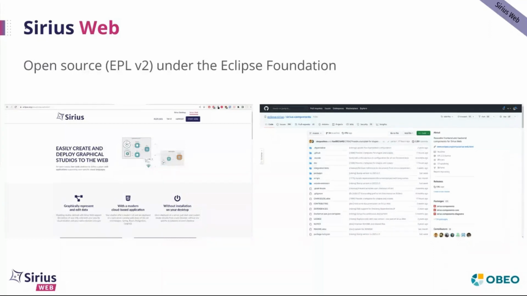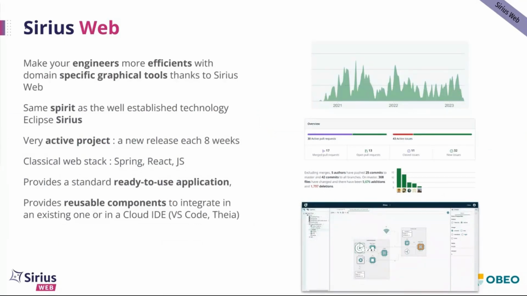Sirius Web is an open source project hosted by the Eclipse Foundation. As you see, you can find it directly on GitHub under the Eclipse Sirius organization. It exists as Sirius Components project, and this is Sirius Web. The purpose of Sirius Web is to simplify the development of domain-specific graphical tools. It inherits the principles and capabilities of the well-established technology Eclipse Sirius Desktop, but focuses on enabling the creation of domain-specific studios for the cloud stack.